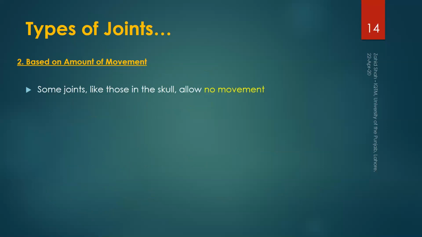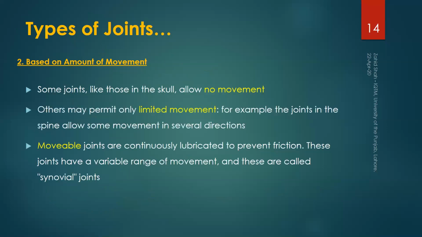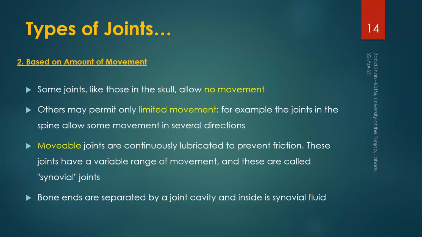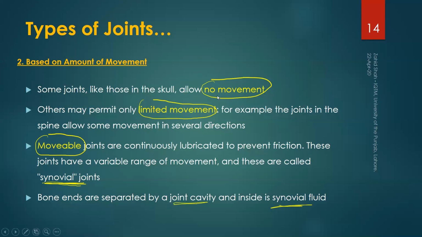The second way to classify the joints is based on the movement that is possible. Based on this factor, we have three types of joints: joints that have no movement at all, joints that have limited movement, and joints that can be moved freely. And again, these are actually the synovial joints. These are called synovial because bone ends are separated by a joint cavity, and inside is synovial fluid.